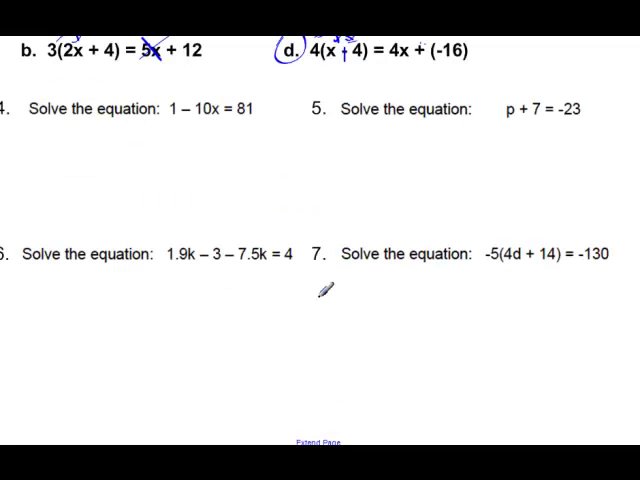Okie dokie. So we don't have any fractions. Our variables are on the left. We have minus, so I do same change opposite. And then that's just a two-step equation. So I do negative 1 on both sides. So negative 10x equals 80. And then you're going to divide by negative 10. So x equals, positive divided by negative is a negative 8.